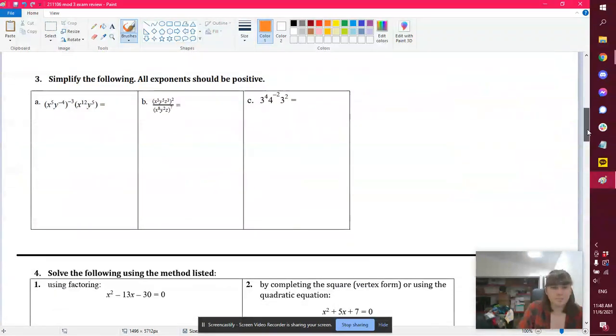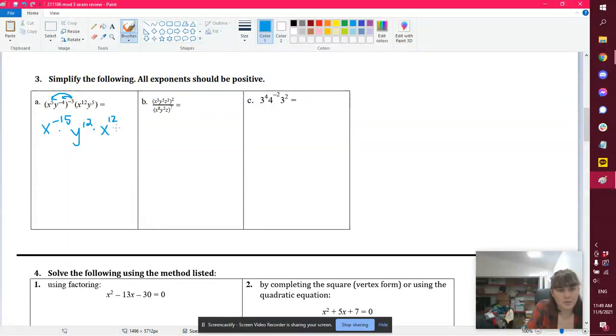Nice. Let's keep going. Number 3. When we've got exponents to the power of other exponents, we multiply those exponents. So we do negative 3 times 5, get negative 15. Negative 4 times negative 3 is positive 12.